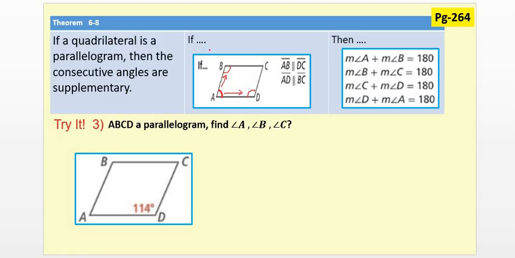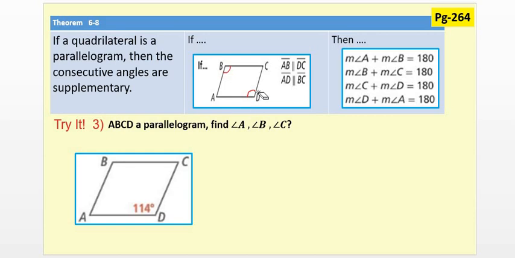Clear? So it means whatever the value of A will be, if I add it to angle B, they will give me 180. Supplementary means their sum will be 180. Similarly, if you add A to D, the sum of these two angles will also be 180.